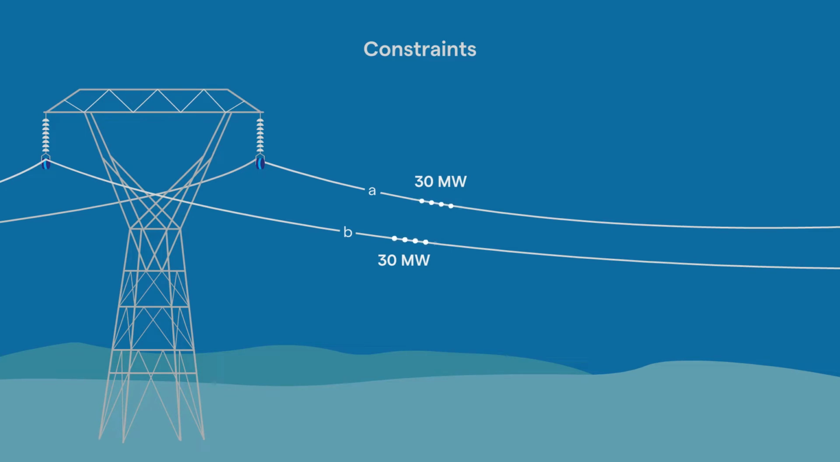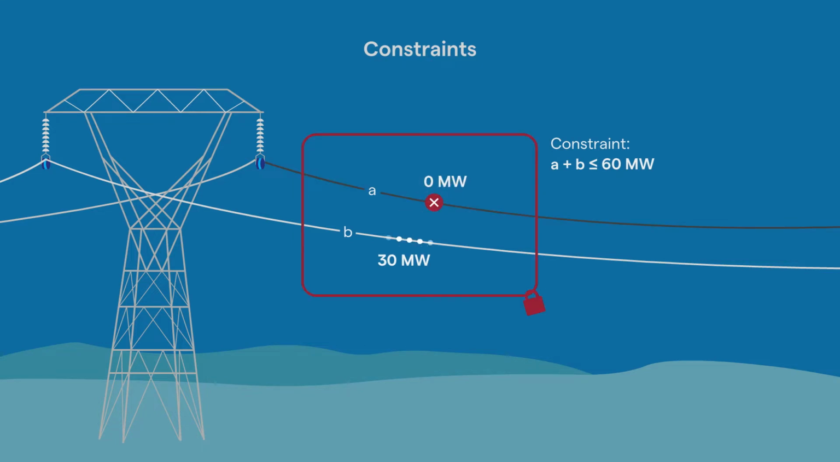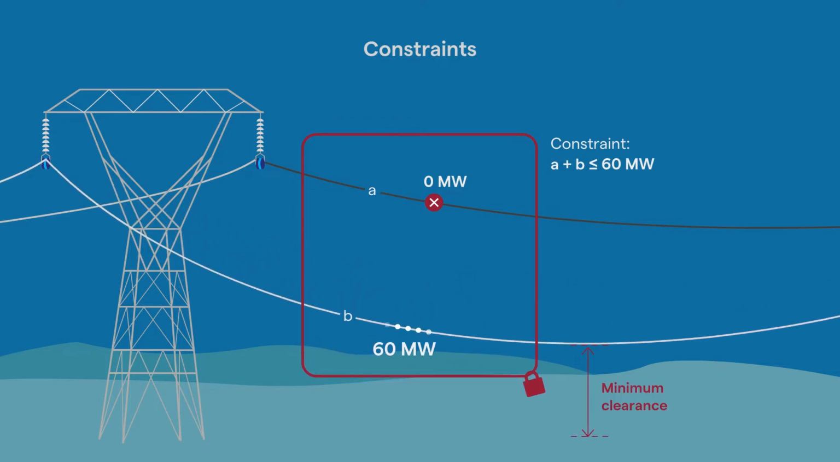Constraints preserve system security, ensuring if any single transmission asset is lost, the remaining assets do not overload. Thermal constraints are designed so that if a parallel circuit trips, there are at least 15 minutes to remove the overload before the remaining in-service line sags to the minimum clearance height.